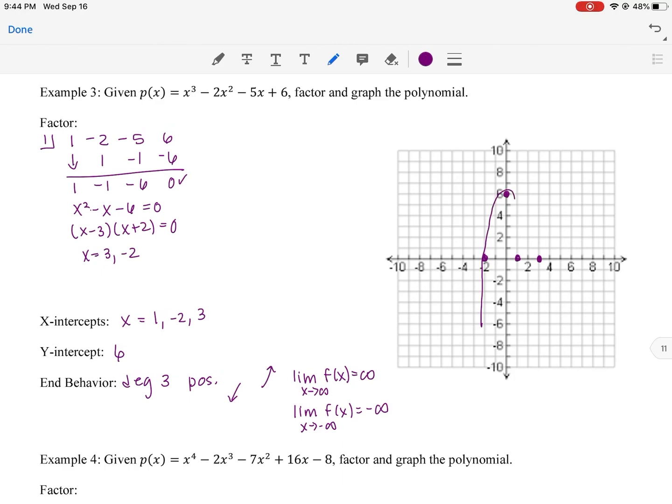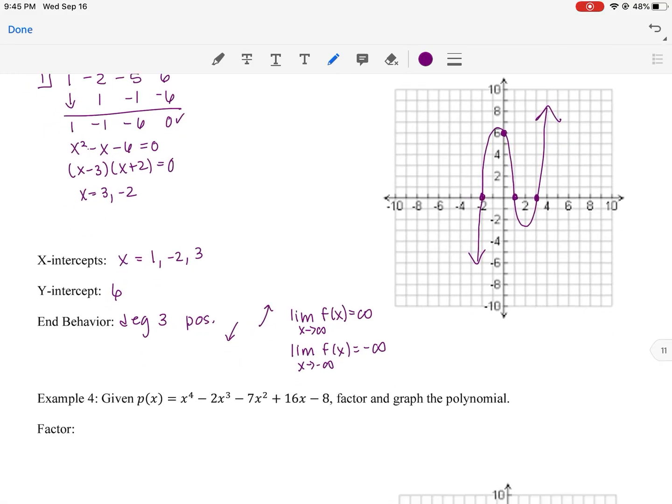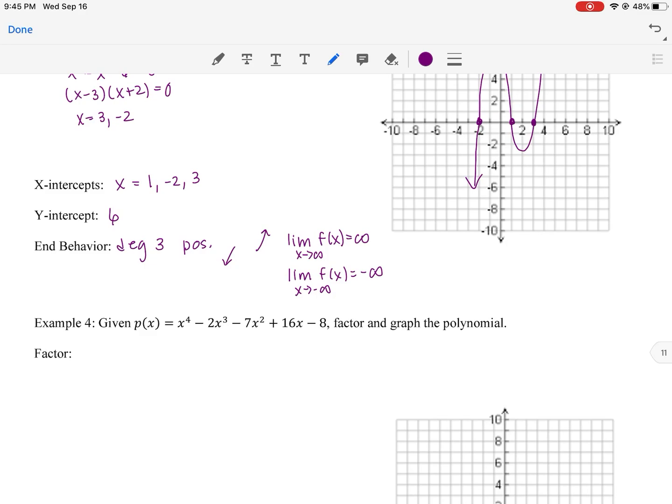Okay, so we got a -2, we've got a 3, we've got a 1, we got a y-intercept of 6. Start low. Oops, sorry, that wasn't the best. Start low. End high. It's like playing connect the dots.